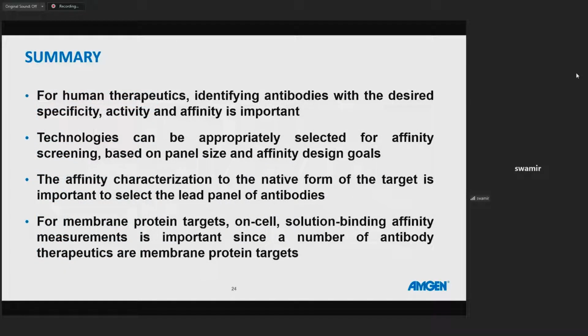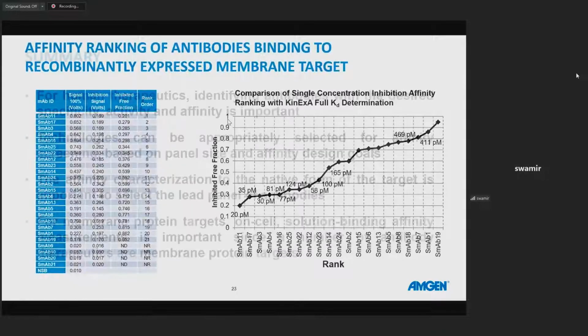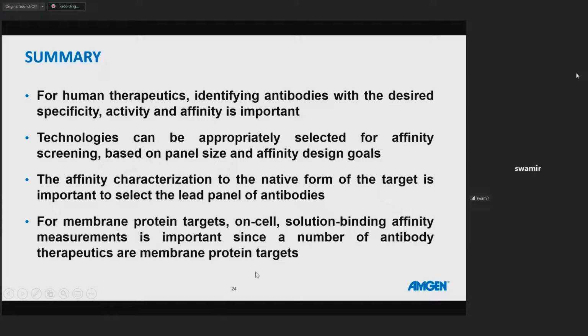So in summary, it is important that we select the right antibody with right specificity and affinity, and depending upon the molecule's nature and affinity range, we have to choose the right technologies, or we can use wisely the high throughput ones to get a range of high affinity ones, and then use the KinExA method to further rank them.